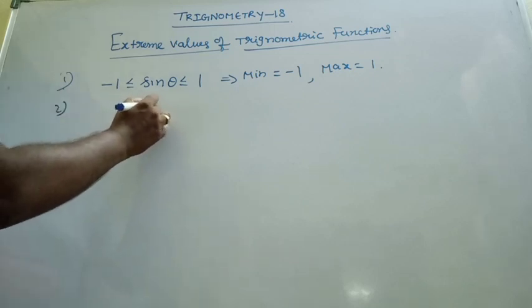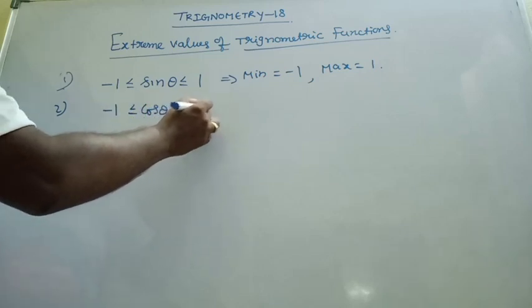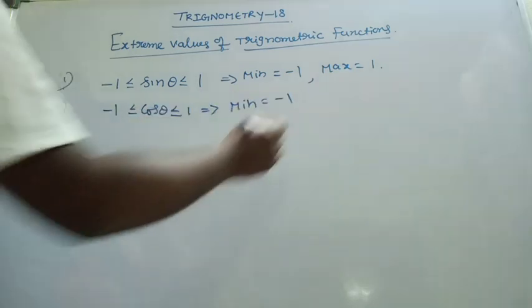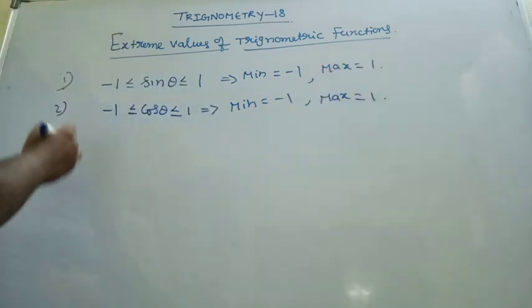Similarly, if you take cos theta, whose range is -1 to 1, that means here also the minimum value is equal to -1 and the maximum value is equal to +1. You are having like this.